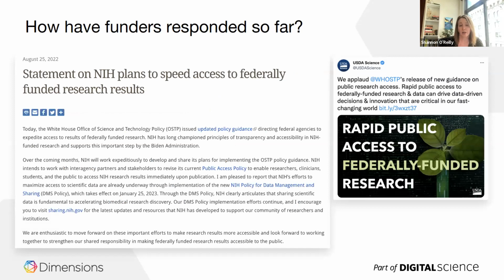We are already seeing clear indications that funders are embracing the recommendations and preparing next steps. Rapidly after the announcement, the NIH published a statement of support for the policy, noting that it has long championed principles of transparency and accessibility in NIH-funded research, and supports this important step by the Biden administration. And over the coming months, it'll work with interagency partners and stakeholders to revise its current public access policy to enable researchers, clinicians, students, and the public to access NIH research results immediately upon publication.